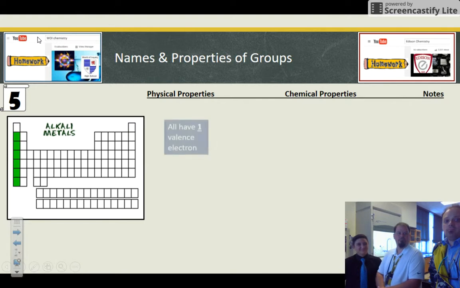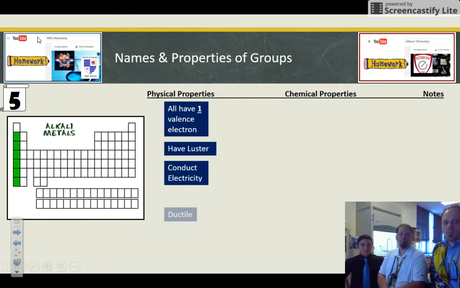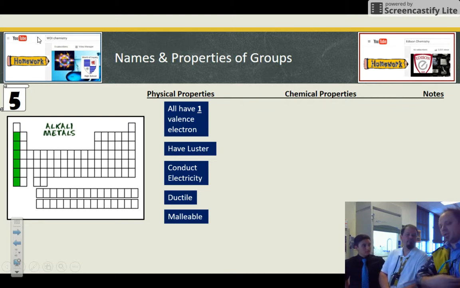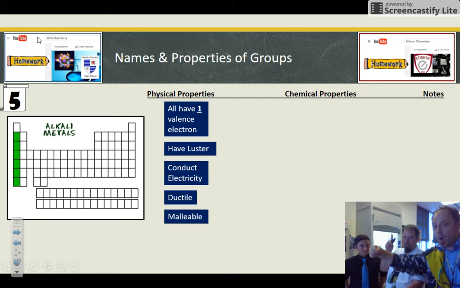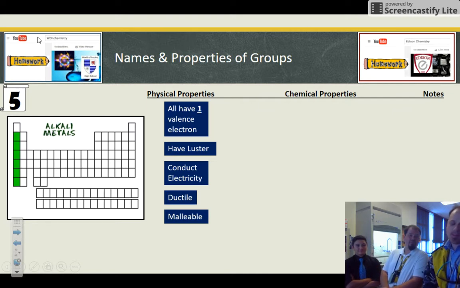These are the alkali metals that we're starting with first. They all have one valence electron. Since they're metals, they have luster, conduct electricity, they're ductile, and malleable. Ductile: you can draw it into a wire. Malleable: you can pound it into a sheet. Luster is the scientific word for shiny. Conduct means to allow to pass through, so we let electricity pass through.